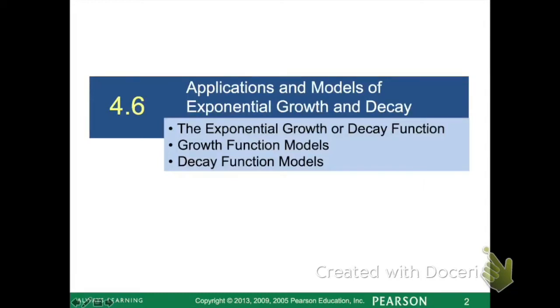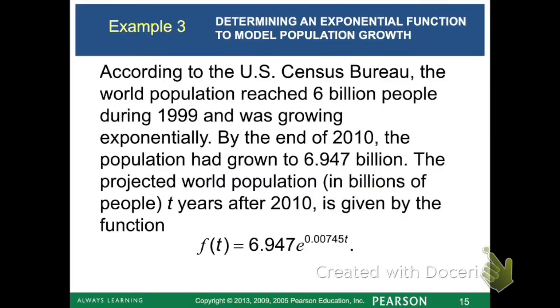Section 4.6, Applications and Models of Exponential Growth and Decay, Part 2 of the notes. Example 3 has to do with population. According to the U.S. Census Bureau, the world population reached 6 billion people during 1999 and was growing exponentially.